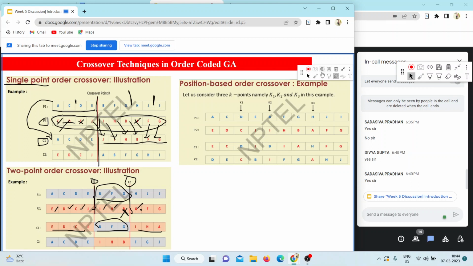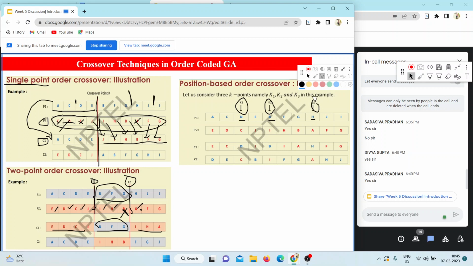Next is your position based crossover. Position based crossover is very similar to 2-point crossover. The only difference is, there you are putting two imaginary bars and copying all those bits to the child, but here you fix some bits, or you fix some positions. So here we are fixing the third position, the fifth position, as well as the eighth position.